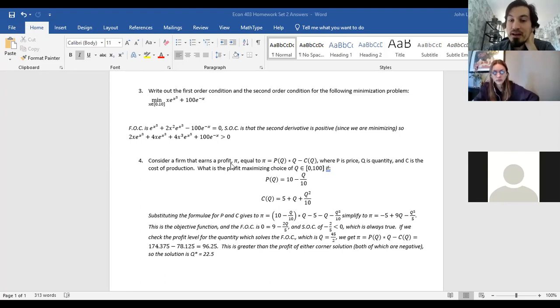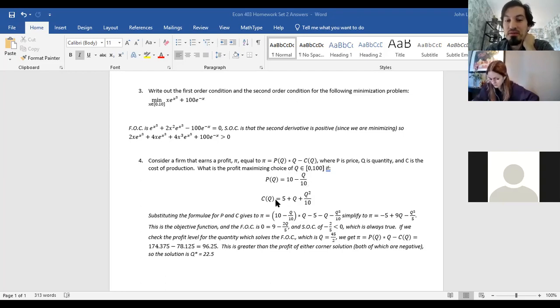And if you remember how to find marginal revenue, you can actually take a demand curve like this, P of Q, and just double the slope of the demand curve. So here the slope is 1 over 10. If you double it, it's 1 over 5. Set that equal to the marginal revenue, 10 minus Q over 5.